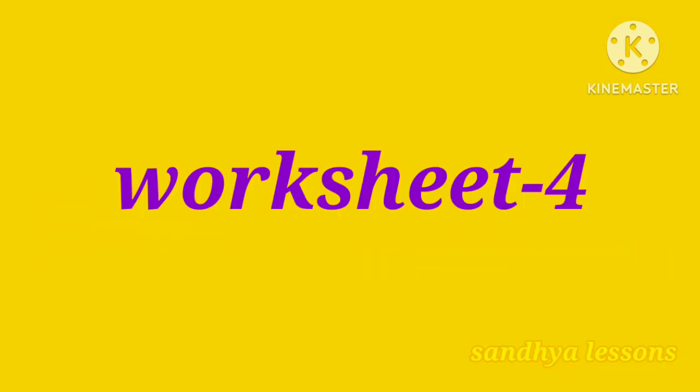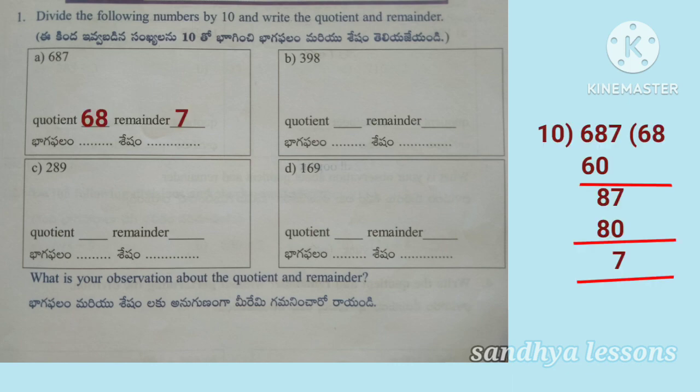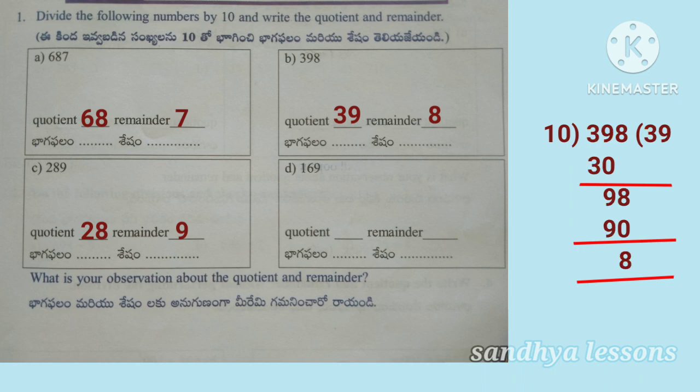Worksheet 4. First Roman. Divide the following numbers by 10 and write the quotient and remainder. A problem. 687. By dividing 687 with 10, we get quotient as 68 and remainder 7. B division. 398. By dividing 398 with 10, we get quotient as 39 and remainder is equals to 8.